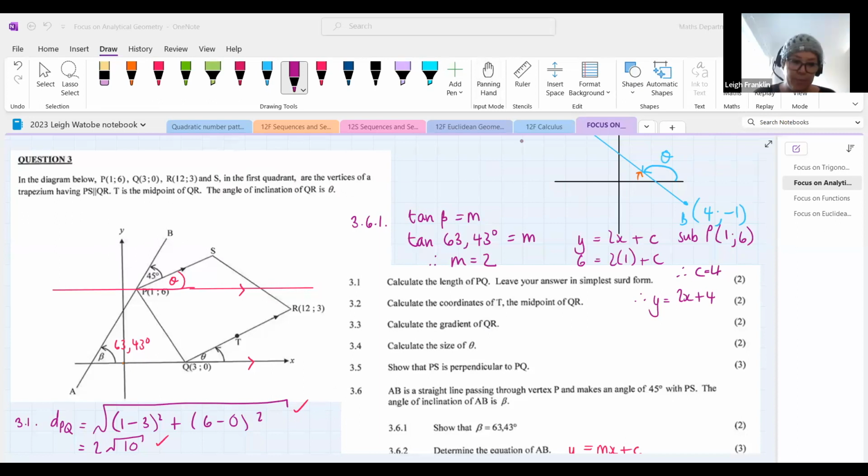Because beta is not equal to 45, Msomi. Beta is equal to 63.43.